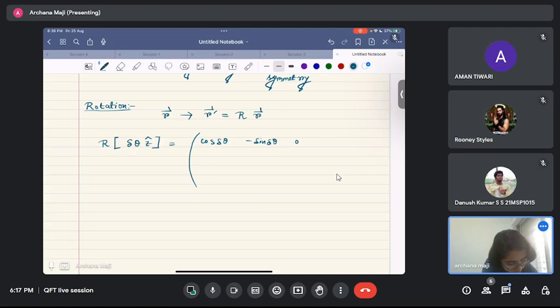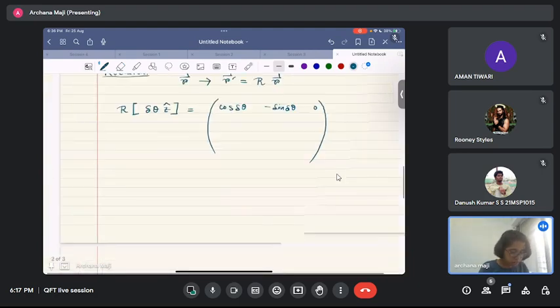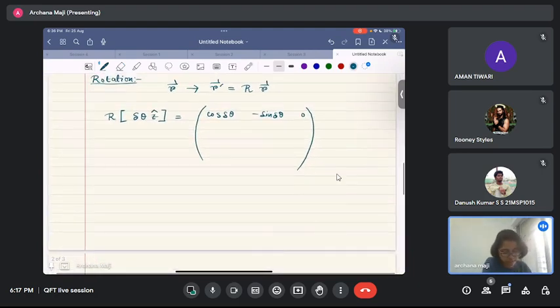Let's say this is a vector in 3 dimensions. We'll go on to discuss the 4-vector when we start discussing the Lorentz transformation. So far, let us confine ourselves to 3-dimensional vectors. So this is the rotation matrix if you perform a rotation about the z-axis by an angle delta theta.